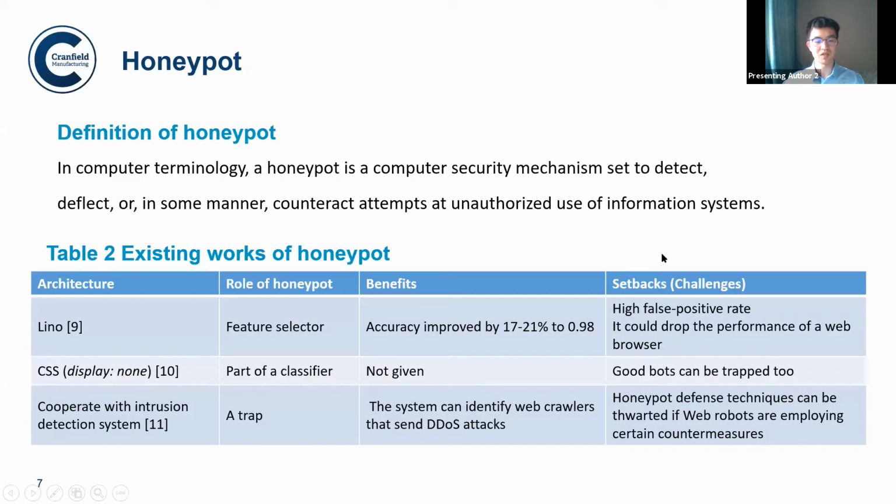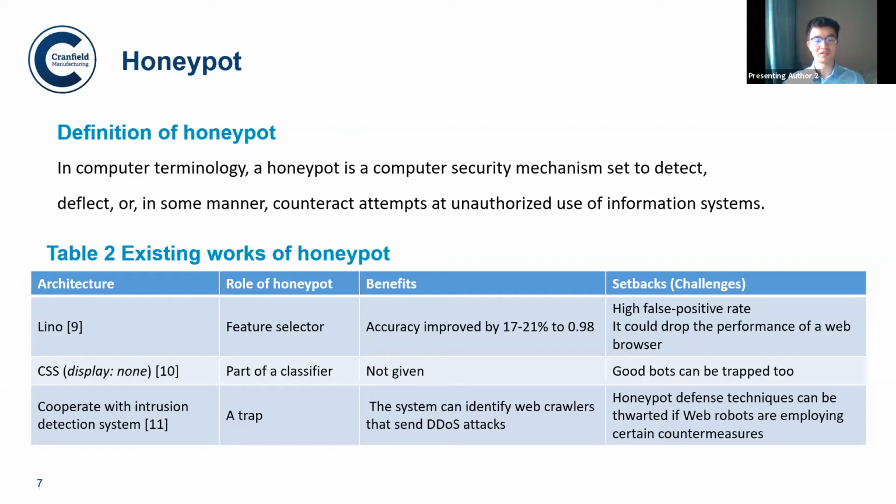The definition of honeypot here is given by Wikipedia. I would like to add a little explanation. To put it simply, honeypots are usually invisible hidden links. As you can see in table 2, there are 3 different systems where honeypots played different roles, and 2 of them claimed that they have some benefits in a way.